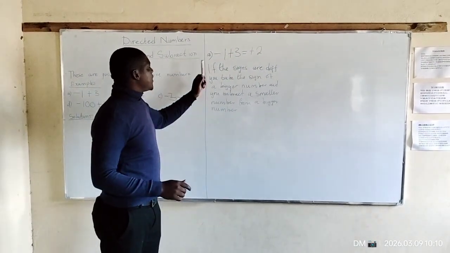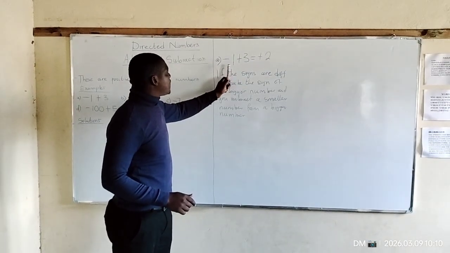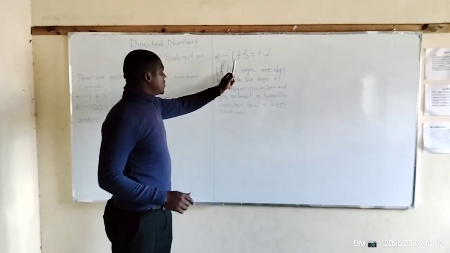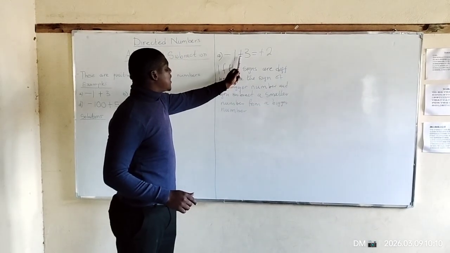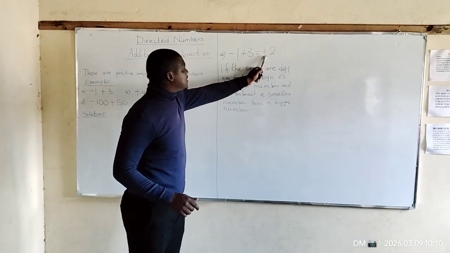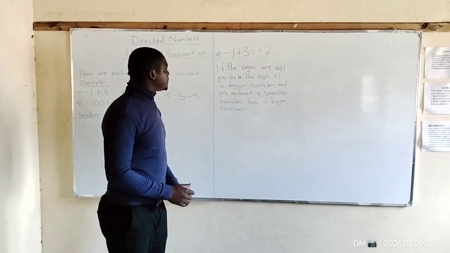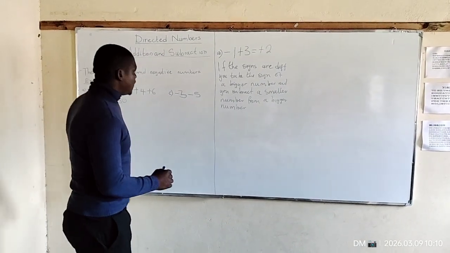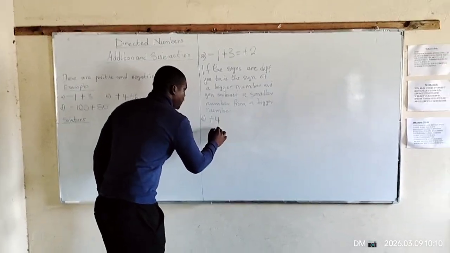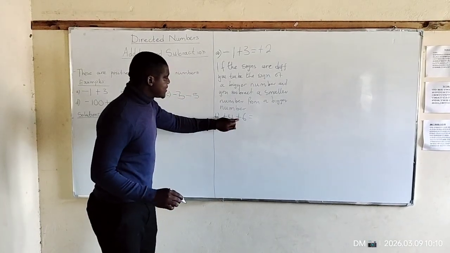Why? We are saying if the signs are different like this, you take the sign of the bigger number and you subtract the smaller number from the bigger number. Here, the sign of the bigger number is positive. And then you take positive, you say 3 minus 1, 2. Right? You have B here. Plus 4 plus 6. Here the signs are the same.